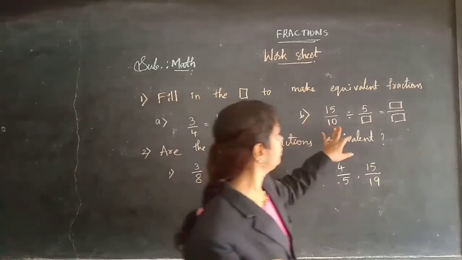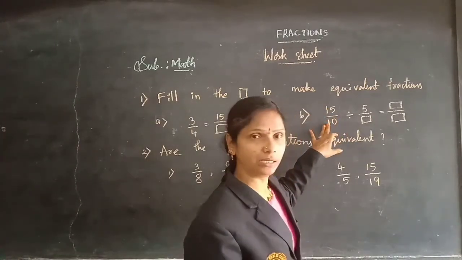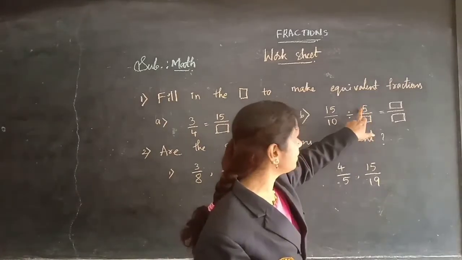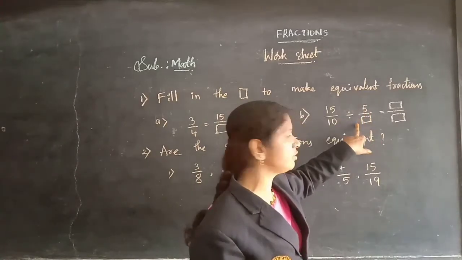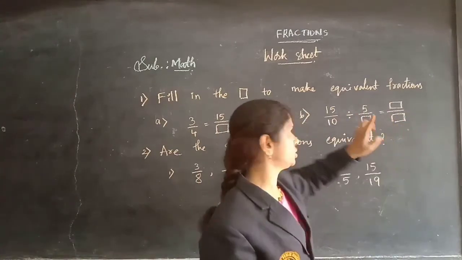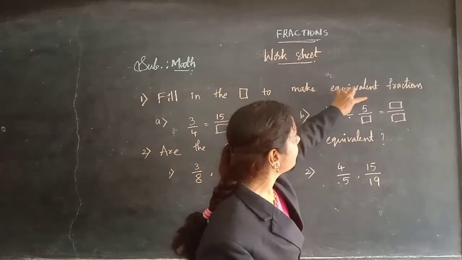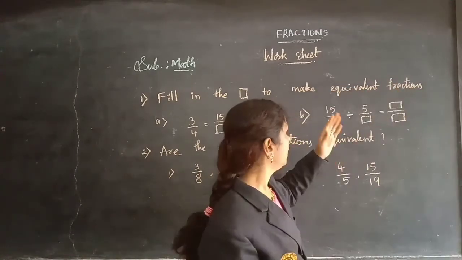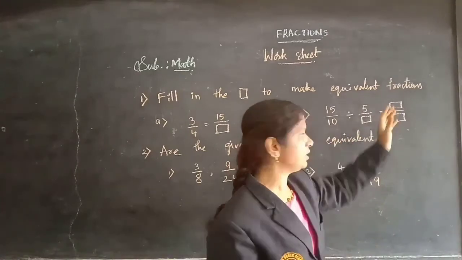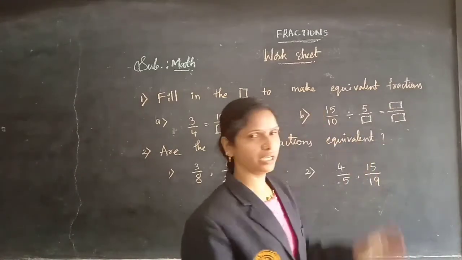Okay. And coming to here, 15 by 10 is equal to 5 by something. 5 by something means here divided by 5, so here also you need to divide by 5 only, children. So to get the equivalent fraction, 15 divided by 5 means what you will get, 10 divided by 5 means what you will get, that you will write. That will be the equivalent fraction of 15 by 10.